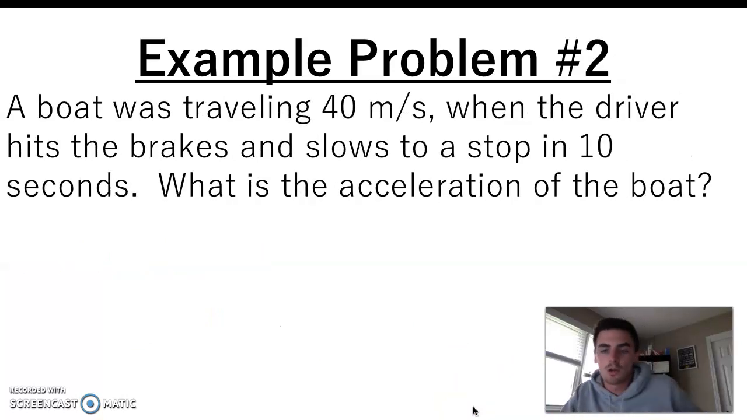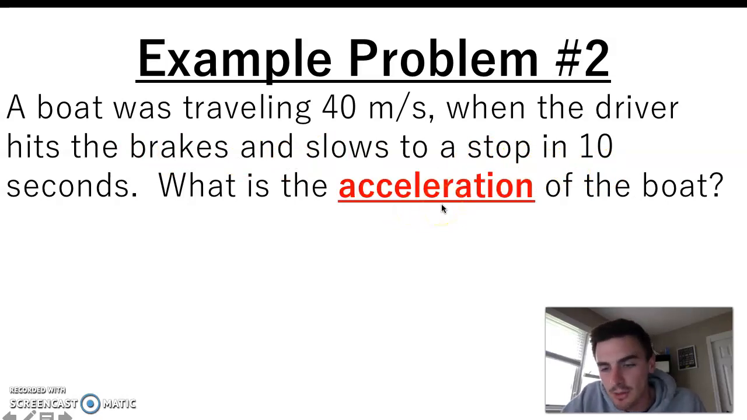Speaking of which, let's do one more example. Feel free to pause these and slow down and follow along as you need to. A boat was traveling 40 meters per second when the driver slams on the brakes and slows to a stop in 10 seconds. What is the acceleration of the boat? So with that being said, we're looking for acceleration.